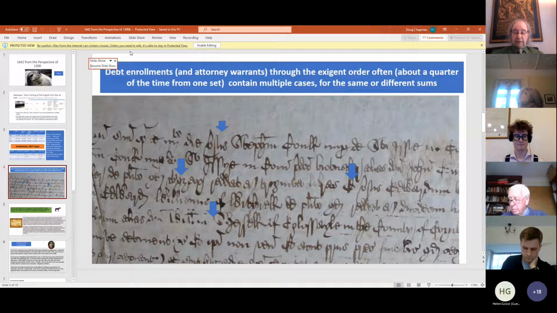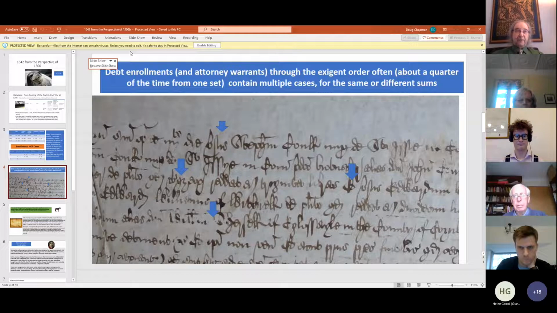If you look at the membrane that is on the screen, this is from the body of the plea roll, not the attorney warrants. And the odd thing about debt, which you'll remember is about 2/3 of the enrollments: if you look at the enrollment for a case of debt, not unusually you will find that it's not one case, it's a series of cases in one enrollment. If you look at the blue arrows, you'll see the versus that introduces the defendant, and you'll see 3 of those, with a 4th one being a new terque.